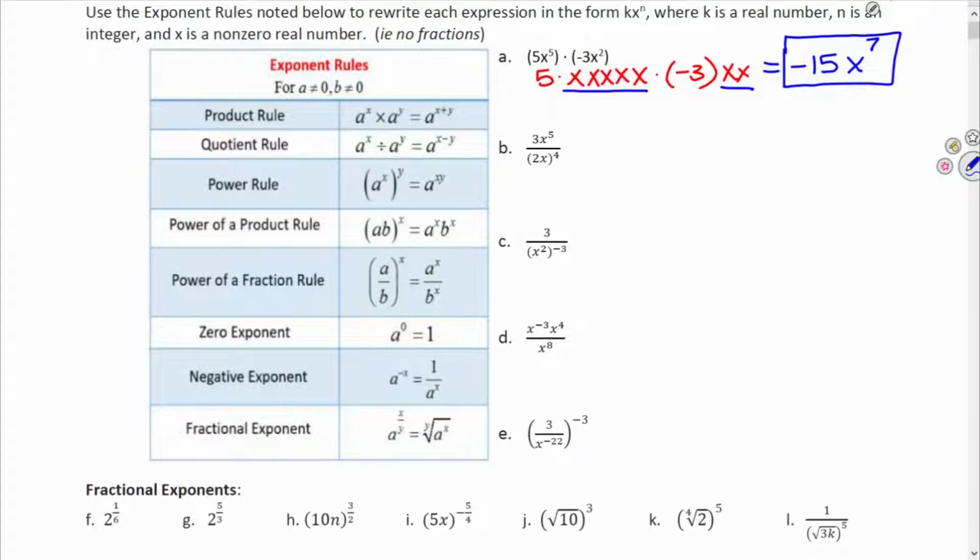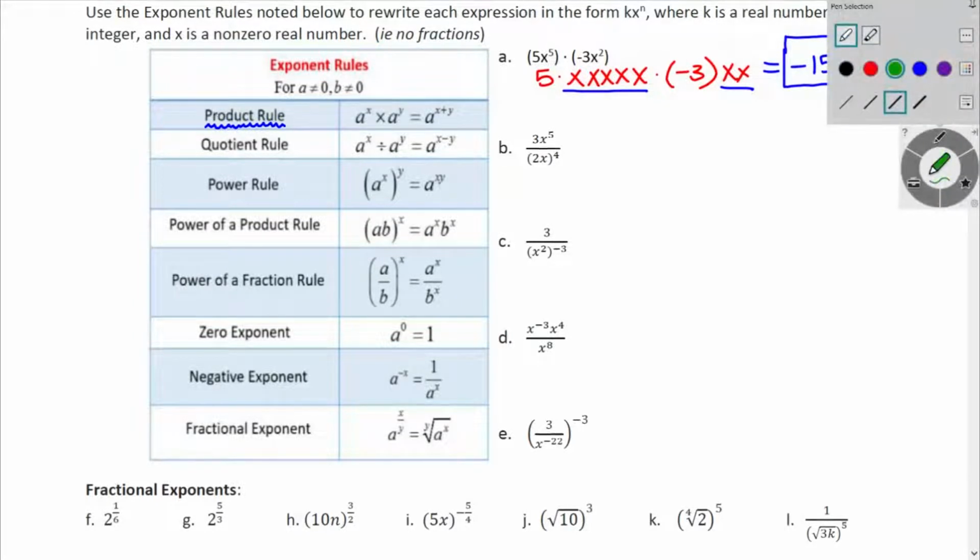What that's referring to we call the product rule. If you're multiplying two numbers with the same base, you can add the exponents. So a to the x times a to the y is a to the x plus y. You can add those together because you have x number of a's and y number of a's, and so all together you have x plus y number of a's.